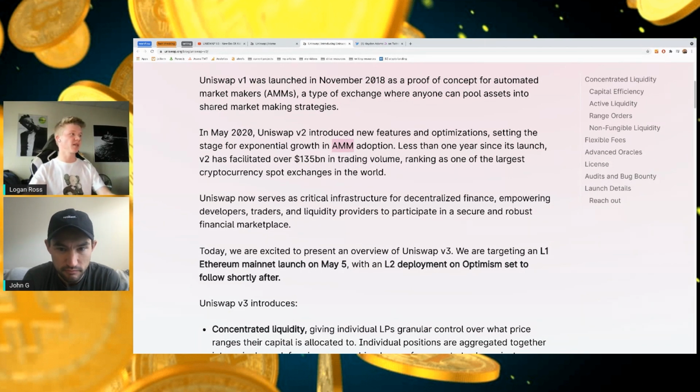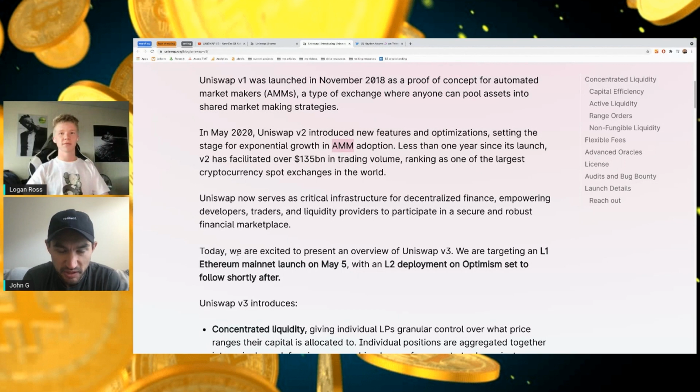and robust financial marketplace. Today, we're excited to present an overview of Uniswap V3, and we're targeting a Layer 1 Ethereum mainnet launch on May 5th, with a Layer 2 deployment on Optimism set to follow shortly after. So John, are you familiar with the concept of automated market making and the general premise of what Uniswap does?